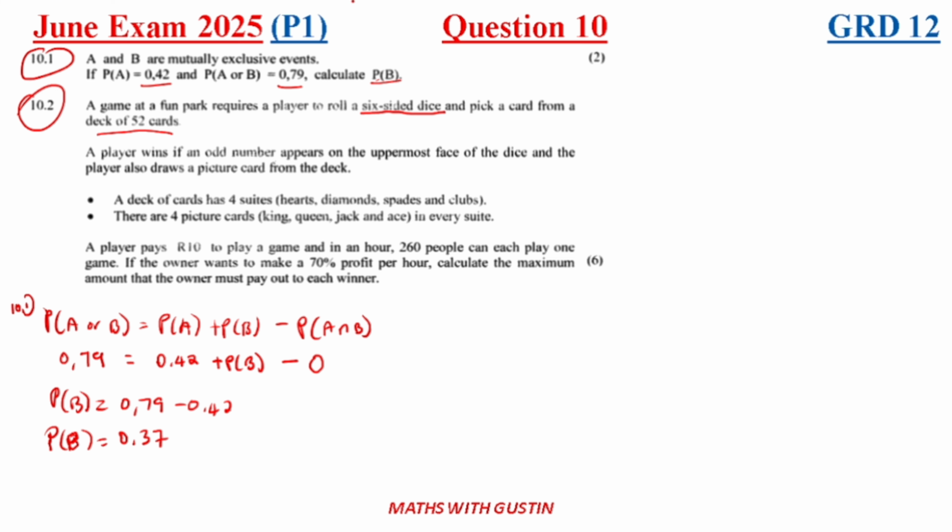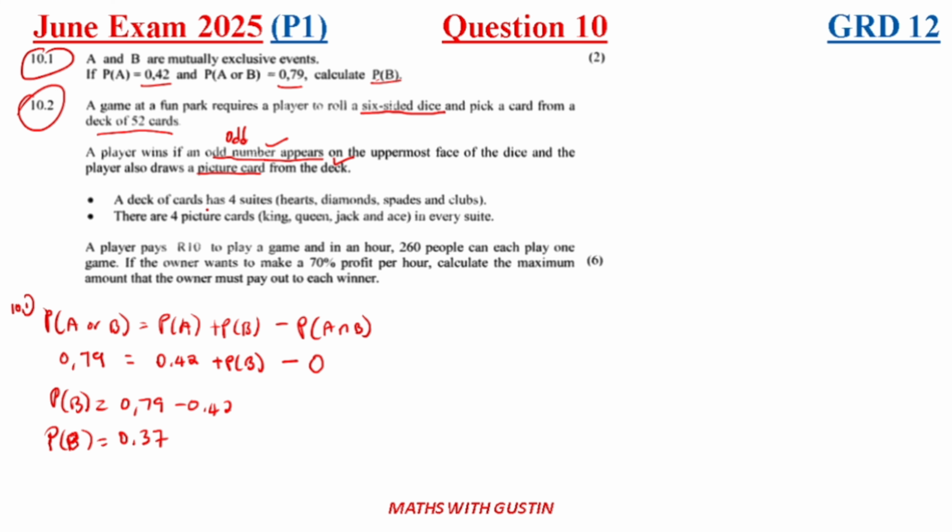And then it says here, a player wins if an odd number appears on the uppermost face of the die. Okay, that's how you would win. So in order for you to win, you must have an odd number. This is a win. And the player also draws a picture card. So you would have a picture card from the deck of 52. Right. Okay, we get it.